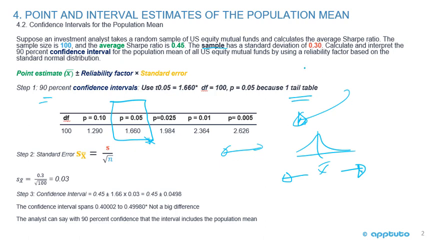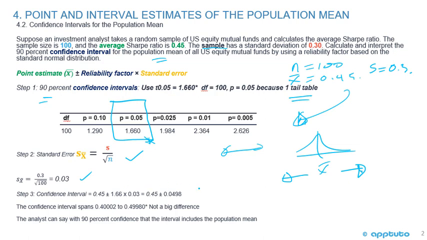So in this example, we're looking at a sample size of 100, so n equals 100. The Sharpe ratio, the average, the x bar equals 0.45, and the sample has a standard deviation, s, of 0.3. And we want to calculate and interpret the 90% confidence interval for the mean, okay? So step 1, you need to calculate the standard error, which is the standard deviation divided by the square root of n. So we've got 0.03.